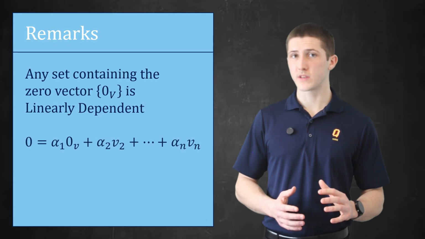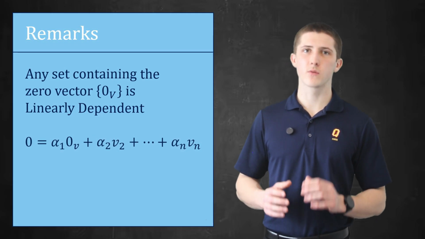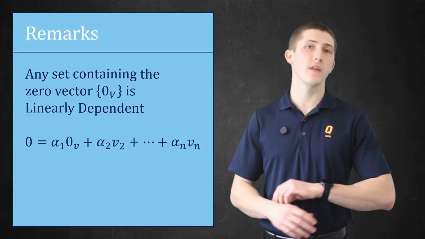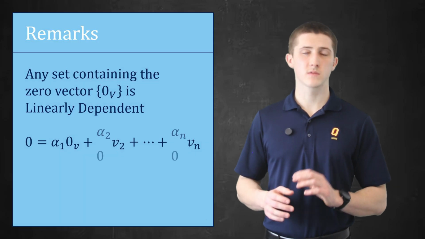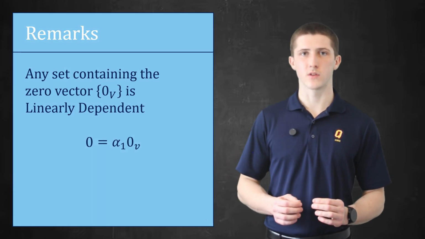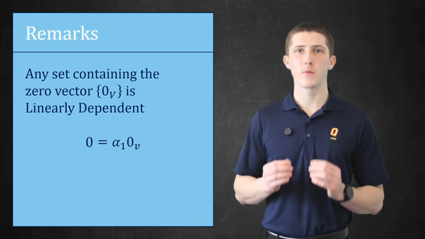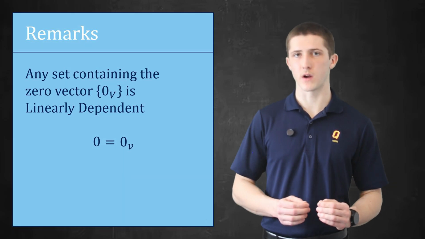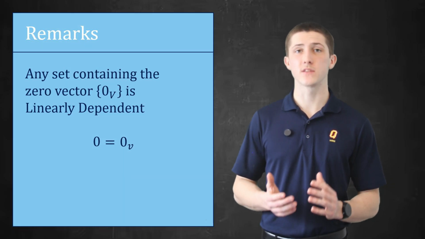We can go off what we just had before and just show that if we write out our dependence test, for all the other vectors in our set, we can just set their scalars equal to 0, and then set the scalar in front of the 0 vector to whatever we want, and we will still have the equation equal 0. So our equation has a real solution.